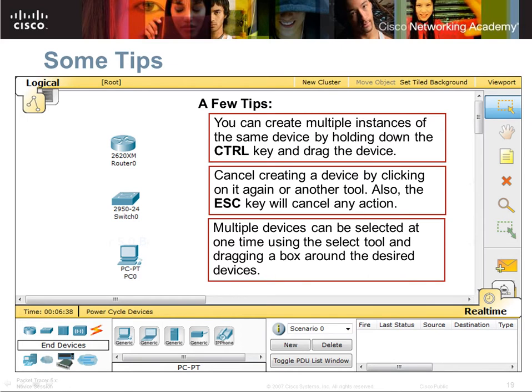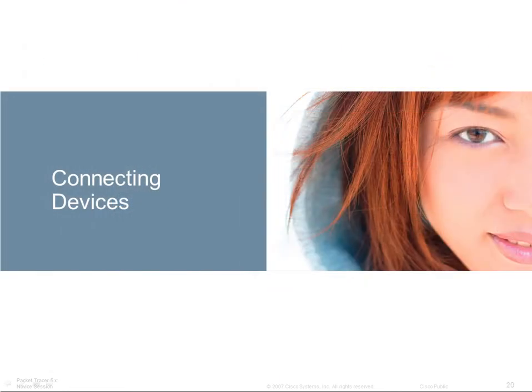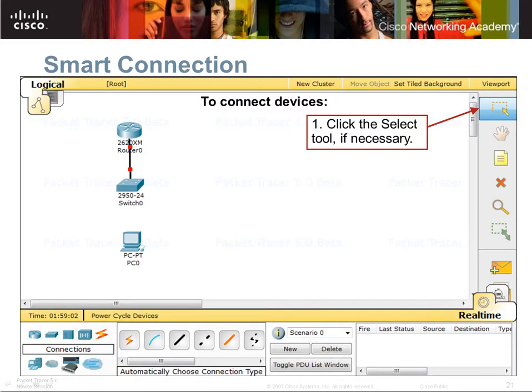Now that we added a few components, let's talk about connecting these devices together. The easiest way to connect two devices in the workspace is to use the Smart Connection tool down in the bottom area. To select the Smart Connection tool, first click the Select tool.